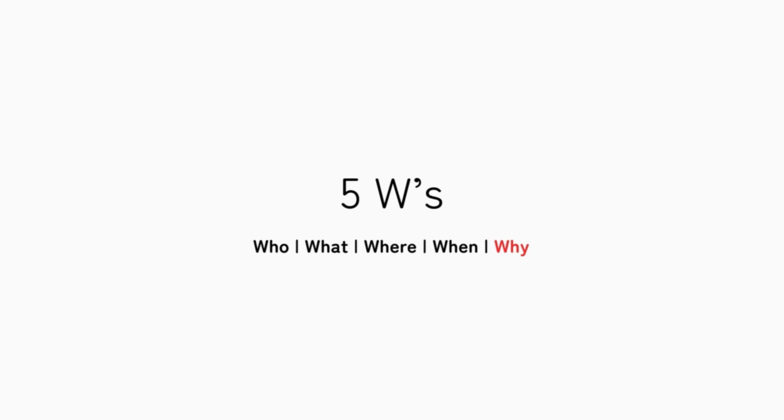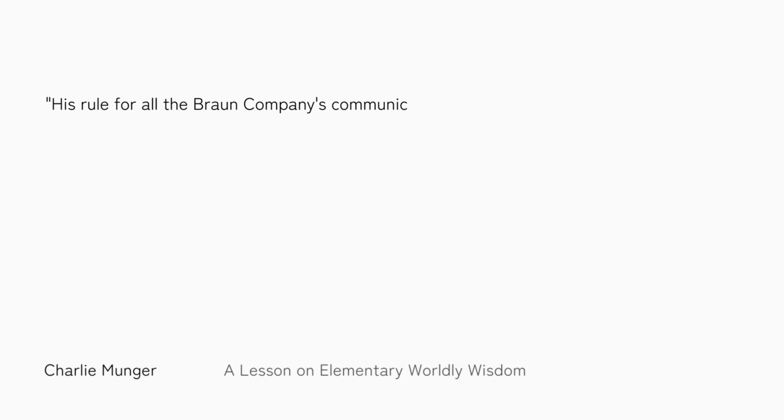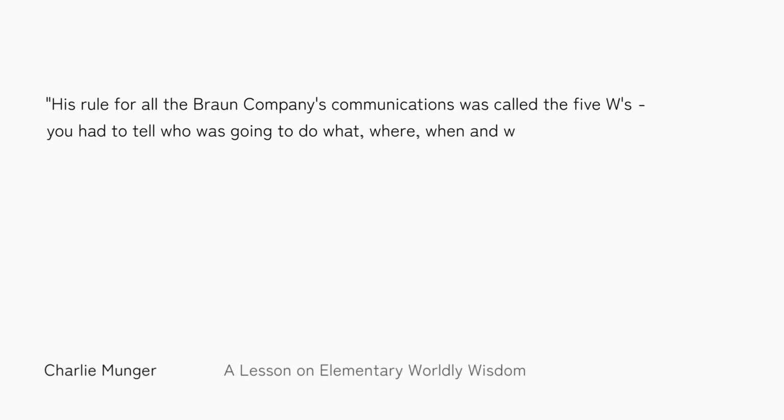Carl Brown, the founder of the Brown Company, had specific requirements if someone wanted to give another person an order. His rule for all the Brown Company's communication was called the 5 Ws. You had to tell who was going to do what, where, when, and why.